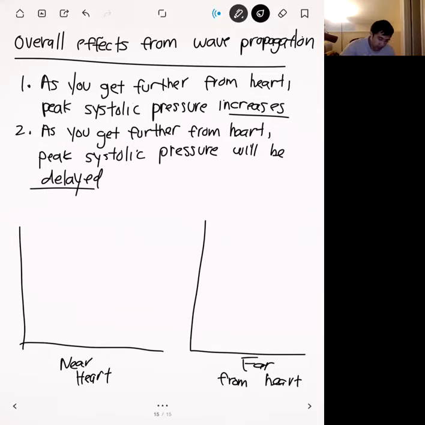Near the heart, you might have a pressure waveform that looks like this, but then far away from the heart, you might have a pressure waveform that looks like that. Okay? Obviously, this is exaggerated, so it's usually not this pronounced. But you can see here, far away from the heart, you have a higher pressure up here, and that higher pressure occurs a little bit later in your heart cycle compared to before. Okay. And so that's the wave propagation part.